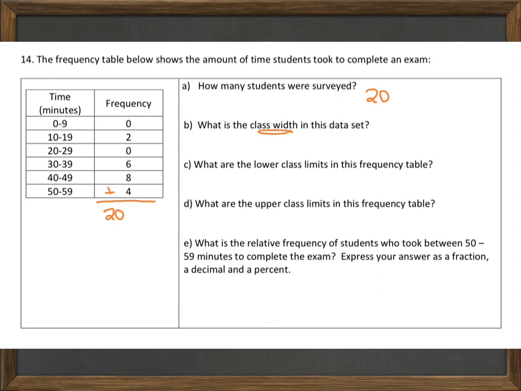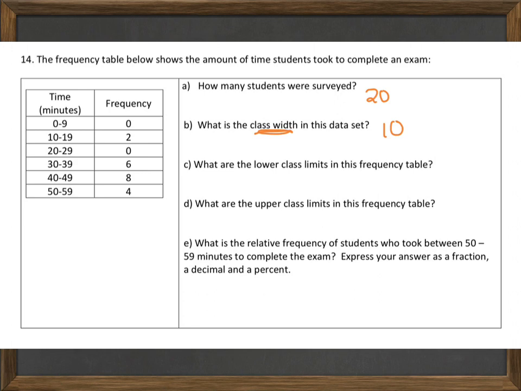Then it says what is the class width. Again, remember, what we do not do is go 9 minus 0 or 10 minus 19. We don't take the upper and lower class limits and subtract them. Instead, we look at consecutive lower class limits, so 10 minus 0, 20 minus 10, 30 minus 20, 40 minus 30, 50 minus 40. All of those are 10. We could also go 19 minus 9, 29 minus 19, 39 minus 29, 49 minus 39, or 59 minus 49. Again, all of those give us 10. So the class width is 10, not 9. Be careful with that.